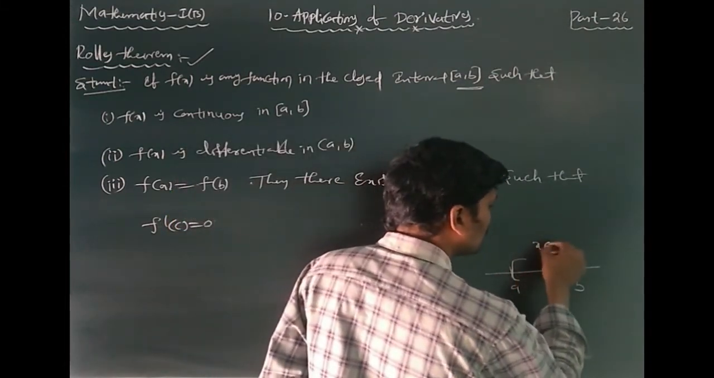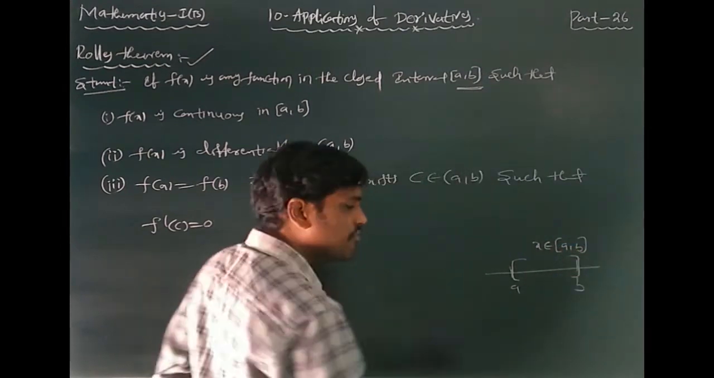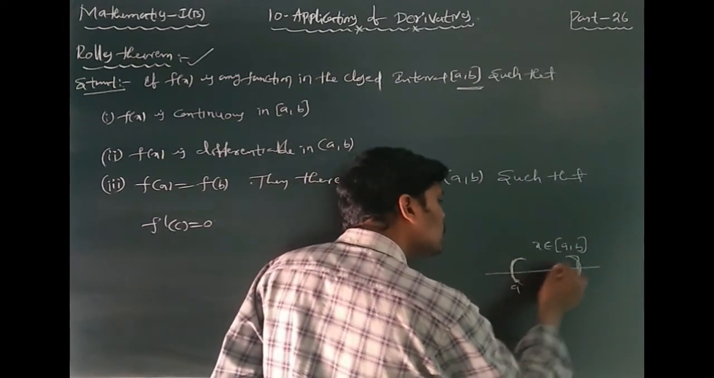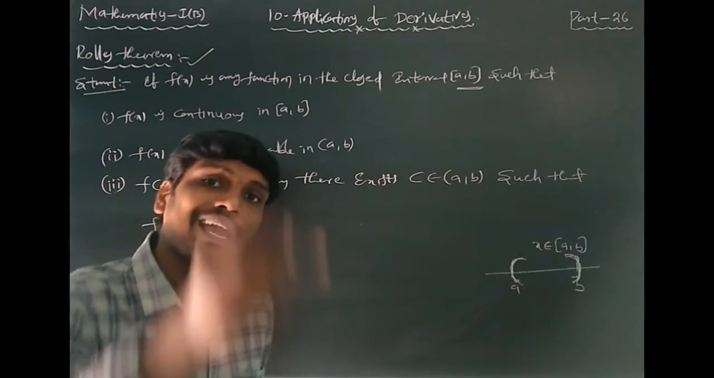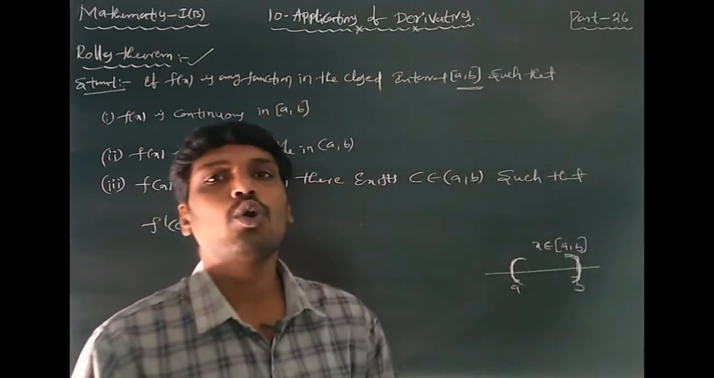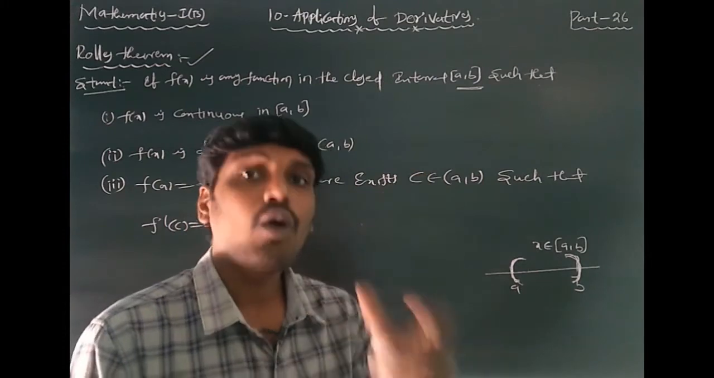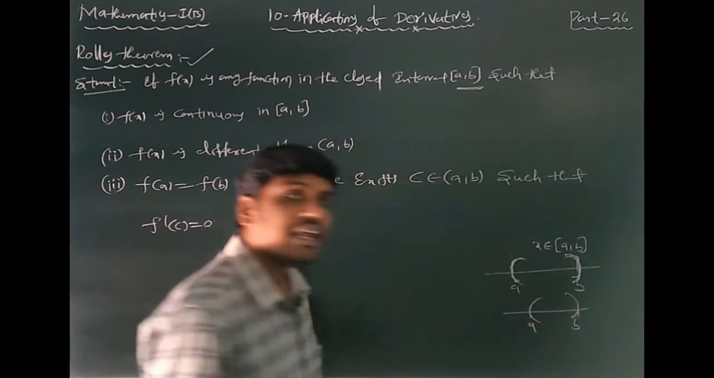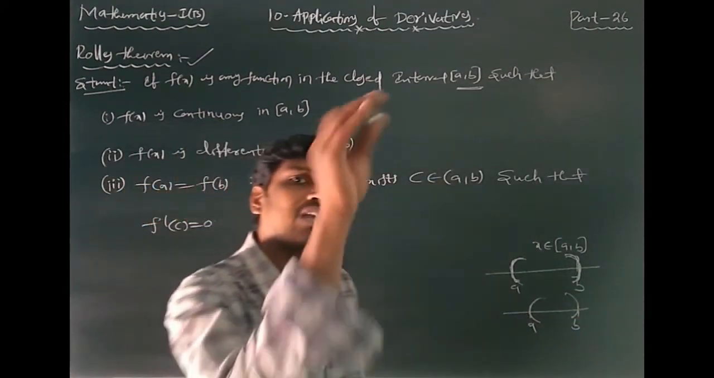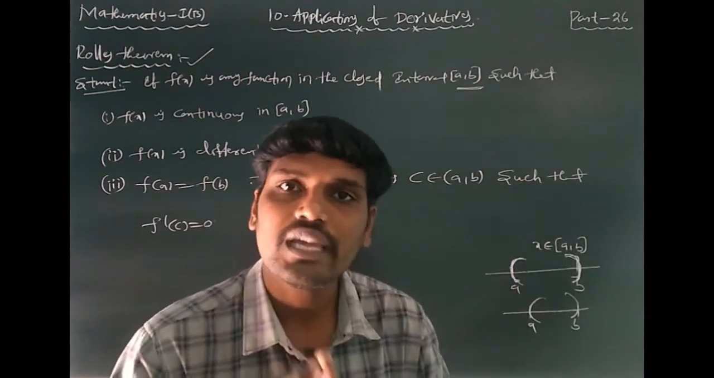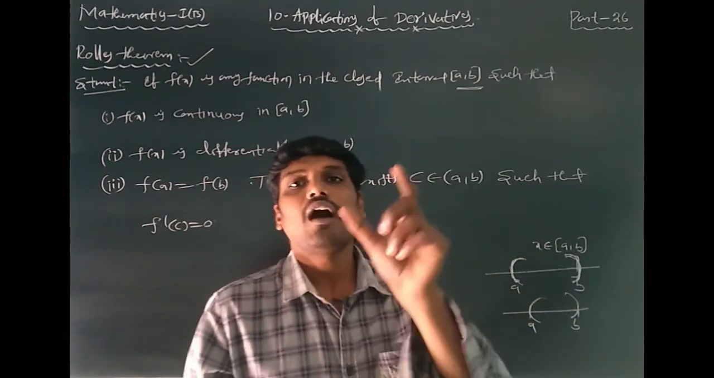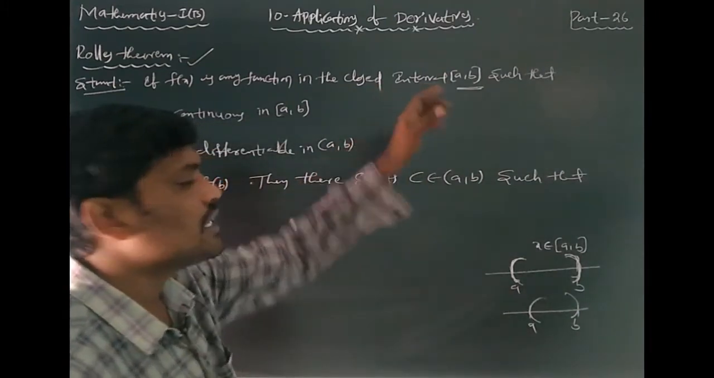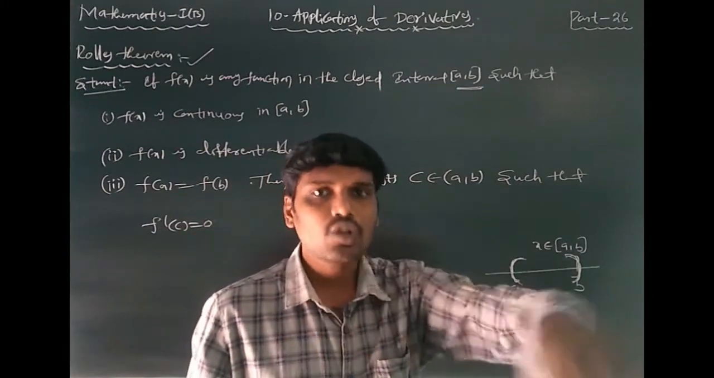Suppose x belongs to the closed interval. This means the value of x is between a and b, including a and b. That is called the closed interval a comma b. Understood or not? What is the meaning of open interval? Open interval a comma b is nothing but the value of x lies between a and b only, not including a and b. That is called the open interval. That's why the closed interval is nothing but the values between a and b, including a and b.